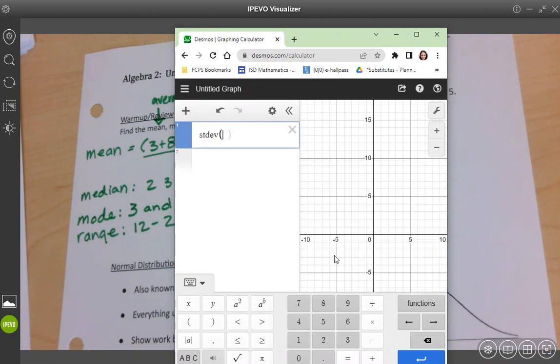It's this one. But you can also just type STDEV and find standard deviation. You're going to put the list in and separate it by commas. It does not have to be in any particular order. You can't have any spaces, though. Okay? So Desmos is telling me that it's about 3.5.